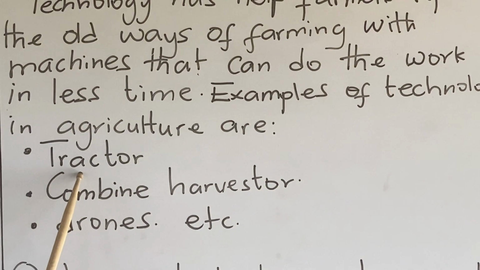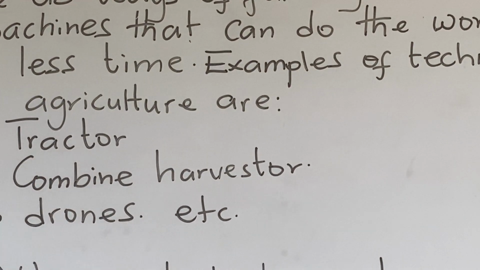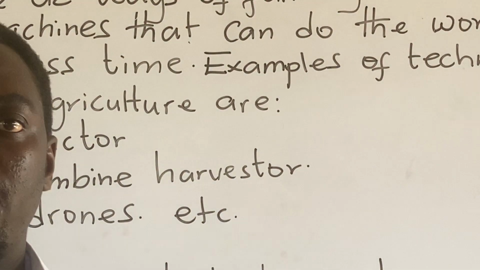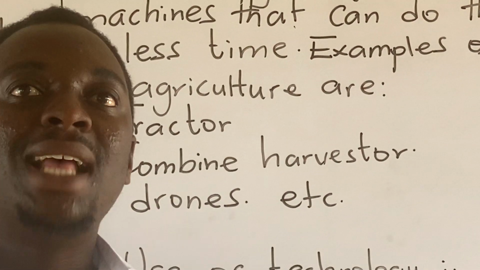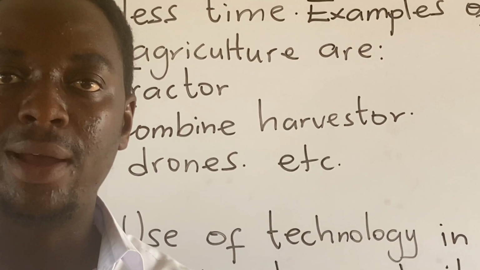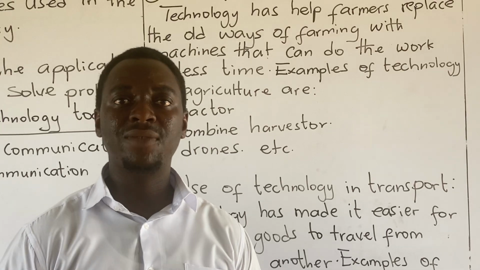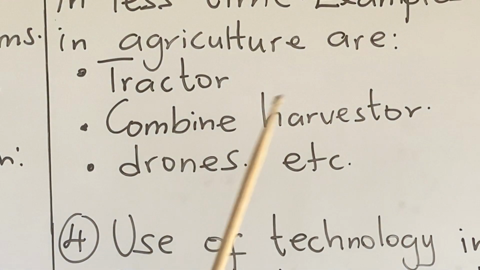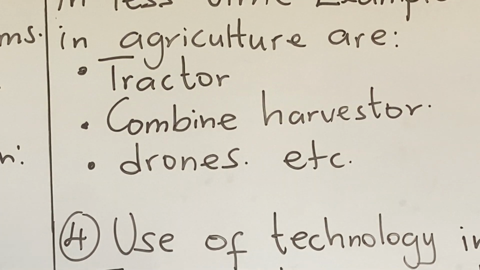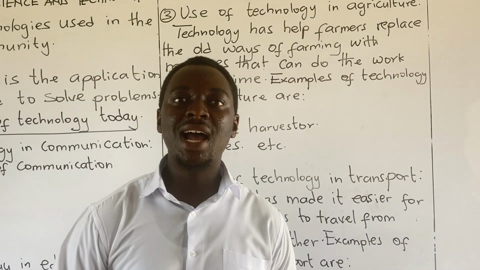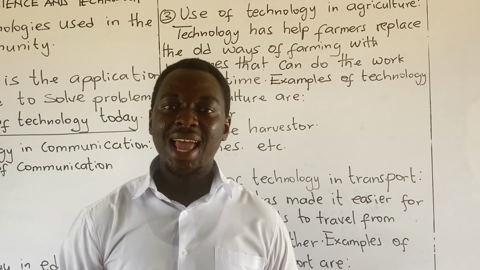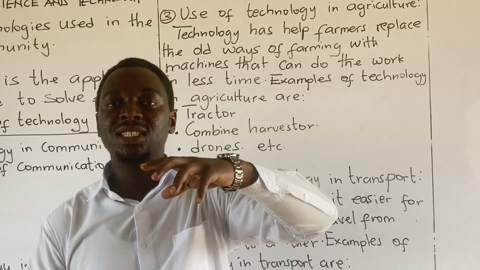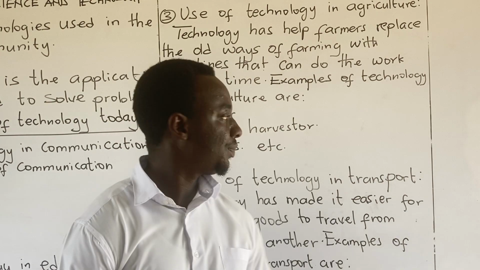We have the tractor. The tractor can make mounds and can weed a large scale of farm within a few hours, that human beings cannot even use their energy to do. Two, we have the combine harvester. The combine harvester harvests cereals, throws away the chaff, and bags the food. That is very important for us.